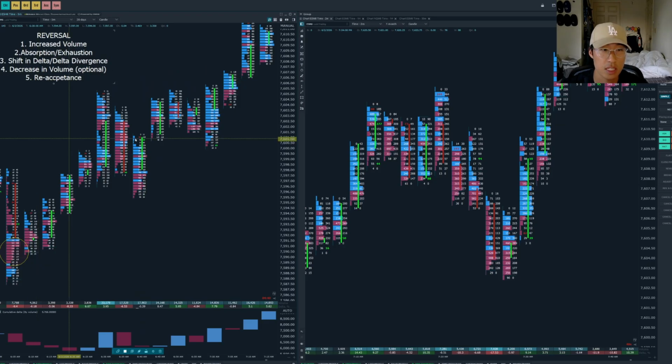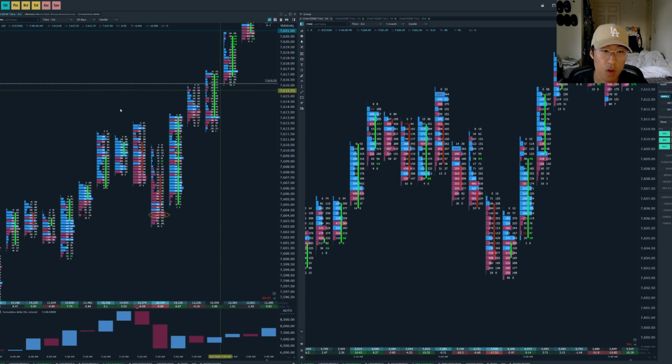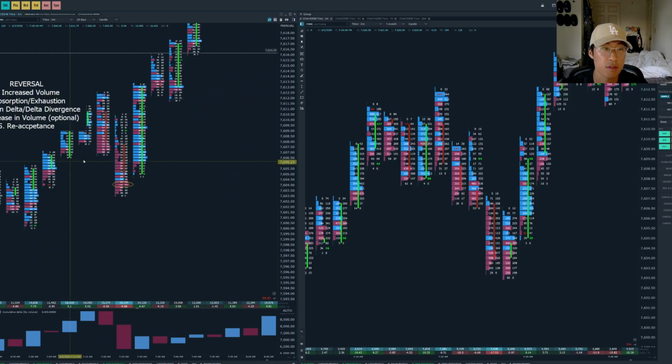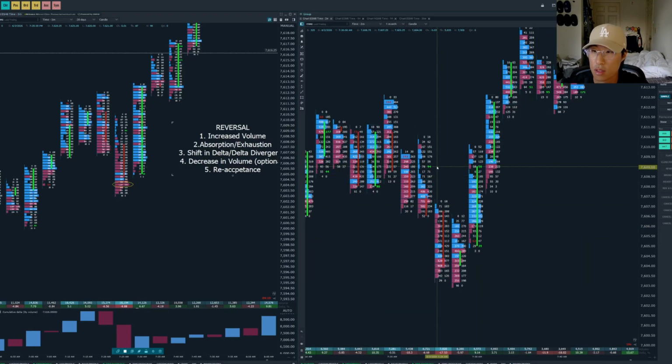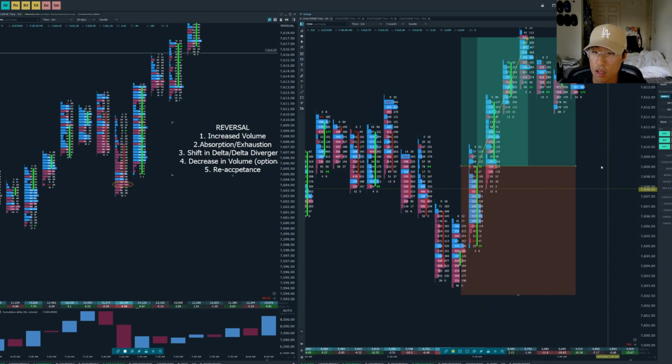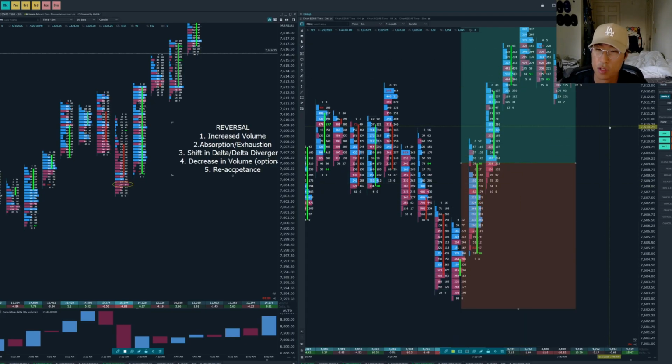We even get re-acceptance by the buyers, right? Whatever the sellers sold off, we reaccepted those levels. We reclaimed it, and buyers were able to go higher. This is where I entered. So I entered over here at around 76.09. We entered here, set my stop down here, set my target up here. It was a quick one-to-one trade.